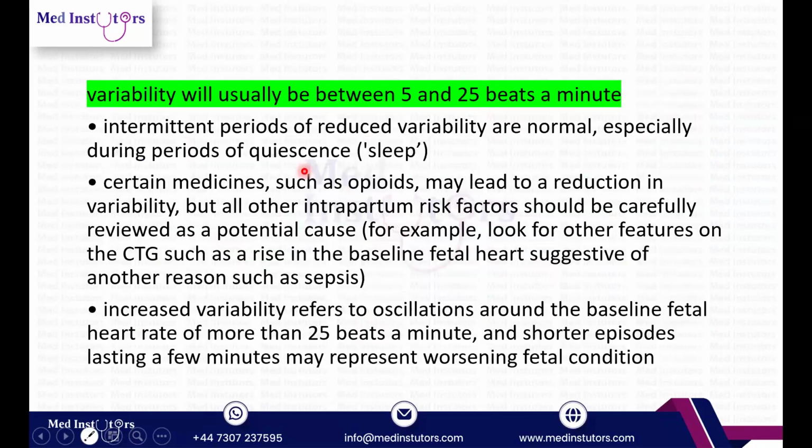Variability will usually be between 5 to 25. That's ideal. But sometimes when the baby is sleeping or in a period of quiescence, they can have reduced variability. Certain medicines like opioids can also cause a reduction in variability.